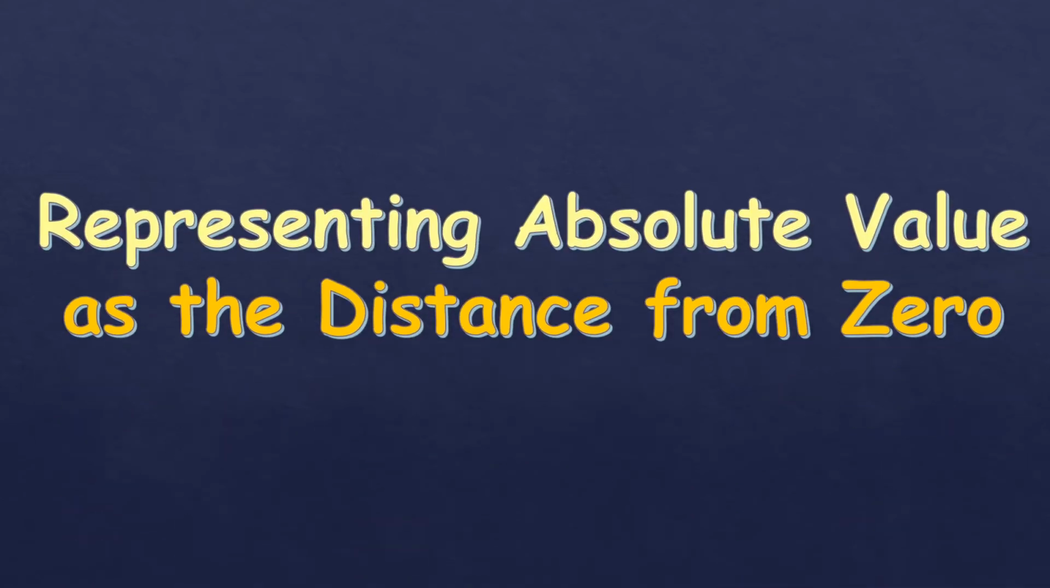So in this video, I'm going to talk about representing absolute value as the distance from 0. So we're going to talk about absolute value. Let's say, for example, we have this number 1, and it has vertical lines at the left and at the right. That's what you call absolute value. So we want to know the absolute value of positive 1. The absolute value of 1 is just 1.